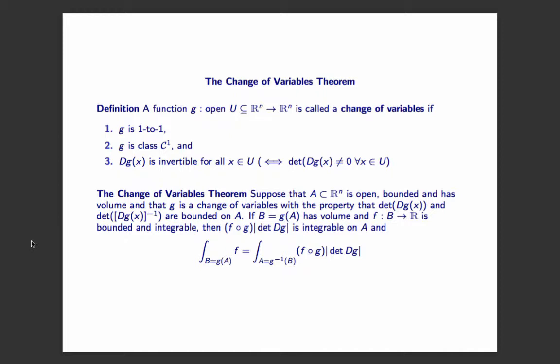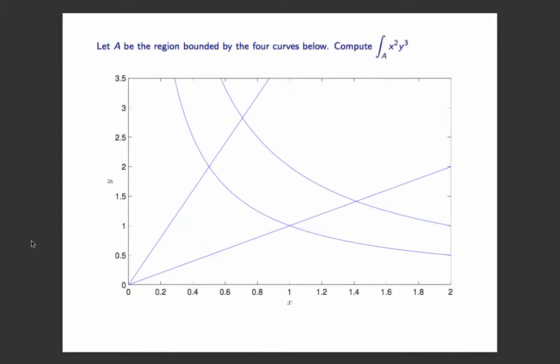So let's see a few examples. Let A be the region bounded by the four curves below. Let's compute the integral over A of x squared times y cubed. So, what are those curves? The two straight lines are y equals x and y equals 4x. And the two curves we see are all points x and y whose product is 1, and all points x and y whose product is 2. So then A is the region bounded by the intersection of these four curves.